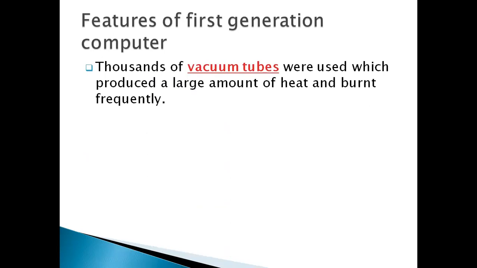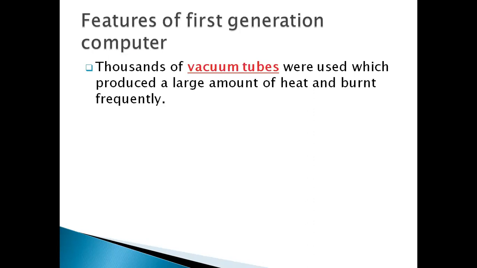Now have a look at the features of first generation computers. Thousands of vacuum tubes were used, which produced a large amount of heat and burned out frequently. Normally, approximately, not exactly, approximately 13,000 vacuum tubes were used in first generation computers. And because of the large number of vacuum tubes, the size of the computer was very big.